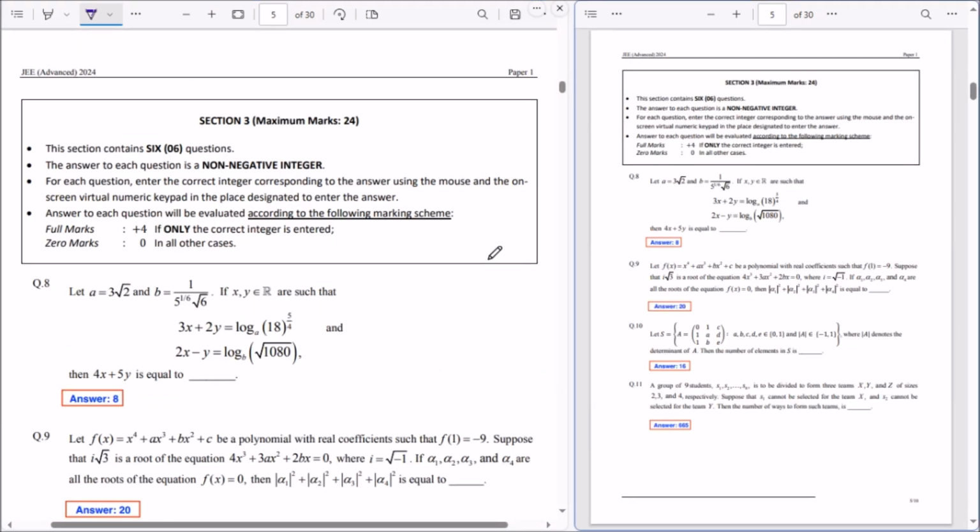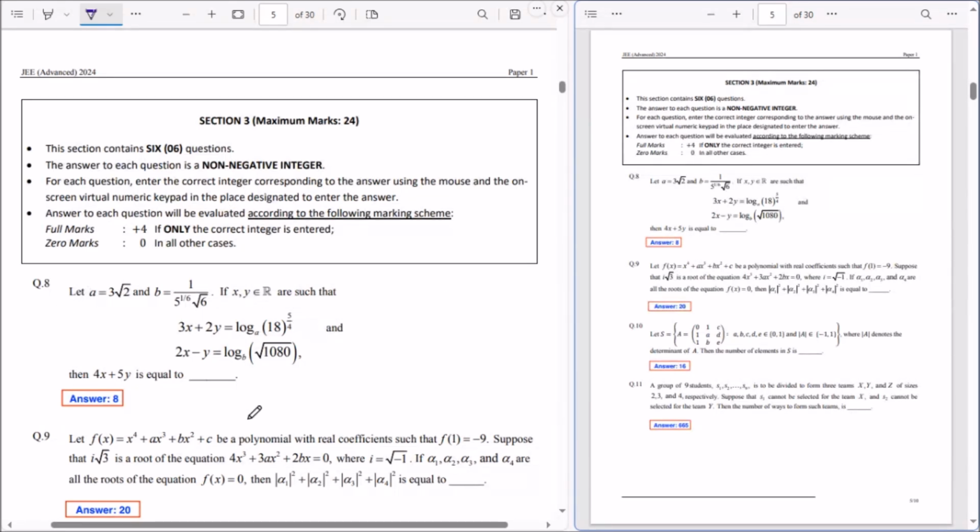Next, dear students, section 3 consists of 6 questions and for the answers you have to enter a non-negative integer. This section will not carry any negative marking if you write a wrong answer. How to answer? For each question, enter the correct integer corresponding to the answer using the mouse and the on-screen virtual numeric keypad. Let us see the questions.